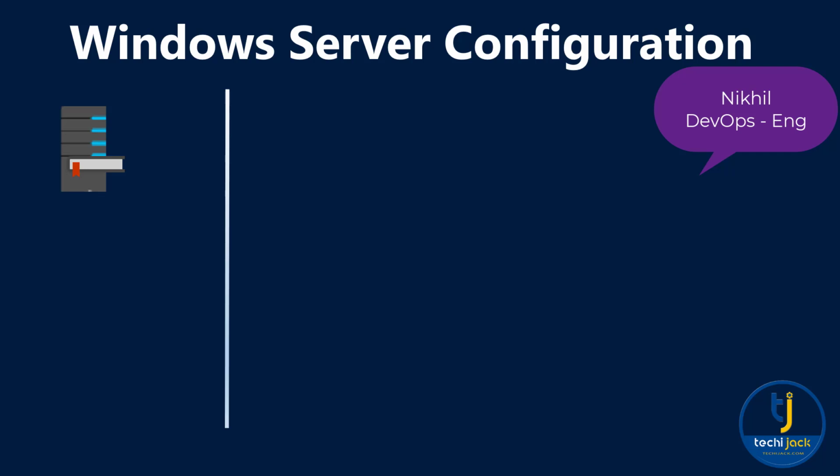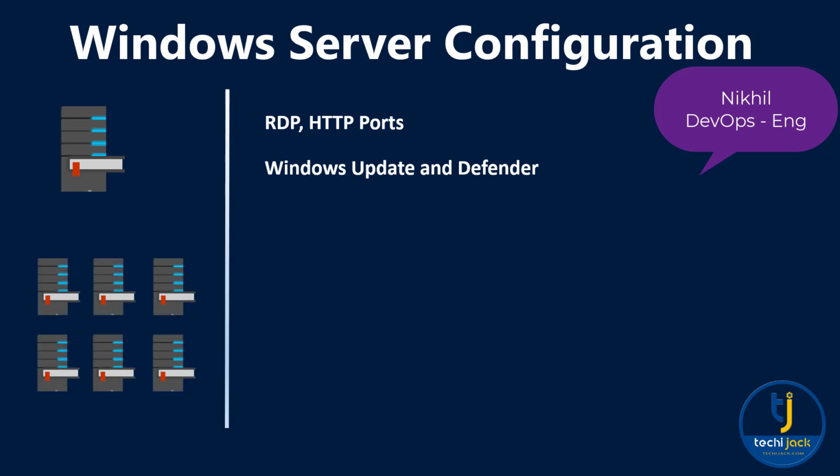This scenario is something every Windows admin or DevOps engineer runs into. You create a Windows VM, but before it's production ready, you have to allow RDP or HTTP ports, and you have to ensure essential services like Windows Update and Defender are running. Doing that manually for multiple VMs is not scalable. That's where Ansible comes in.